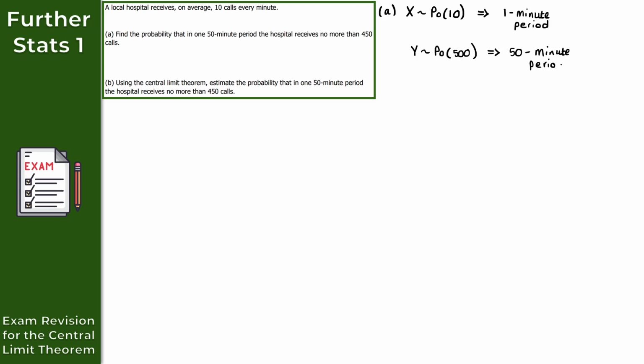Like so. And then what we're looking for here is the probability that our random variable y here is less than or equal to 450. Okay. Now clearly to evaluate this probability here, we simply use our calculator.